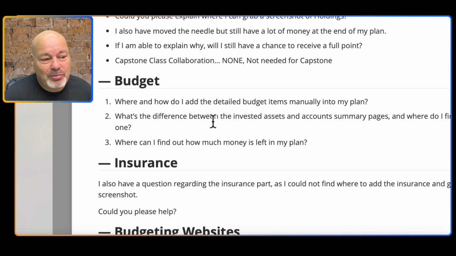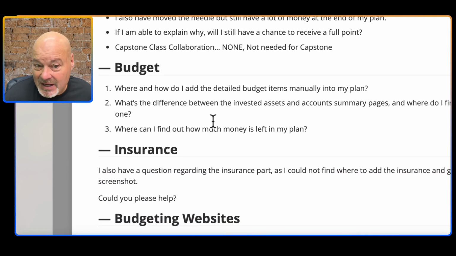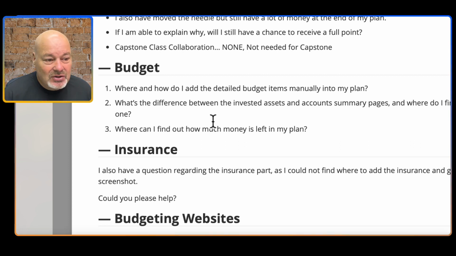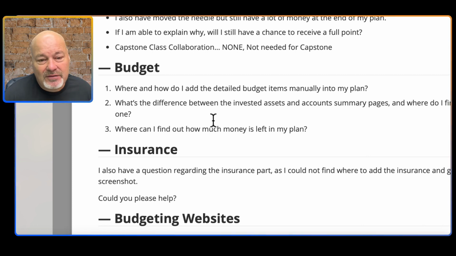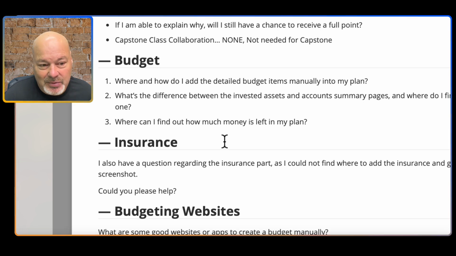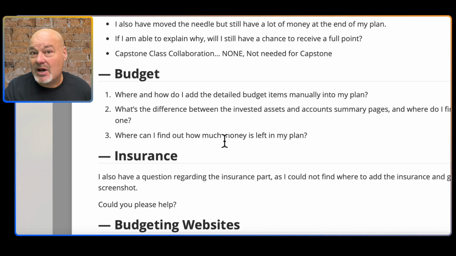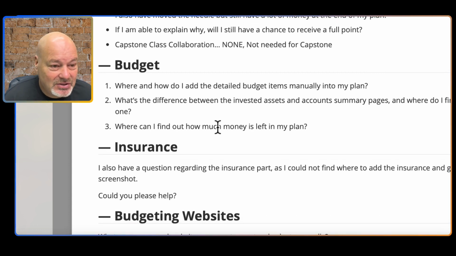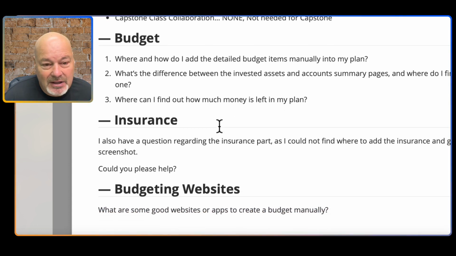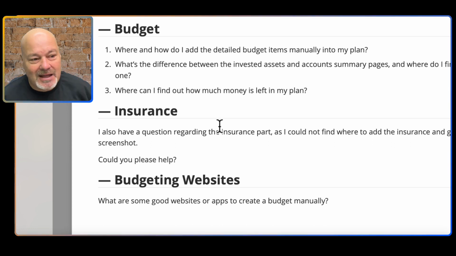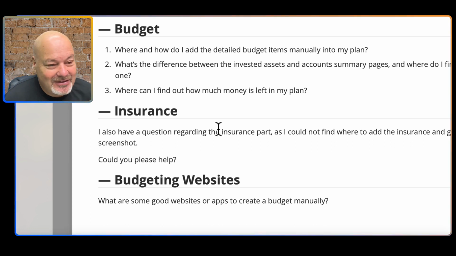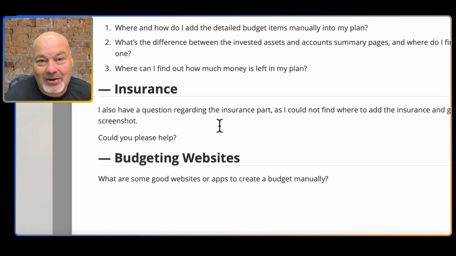Number two is budget. Where and how do I add detailed budget items? This obviously is a question from students who have been behind. At this point, if you're asking this question, I'm afraid you are in a bit of trouble, honestly, because the budget is something we started talking about in the very beginning of the semester. So I'm going to show you where to do that, and hopefully you'll be like, oh, I knew that. Because if you didn't know that, then, well, we should talk.